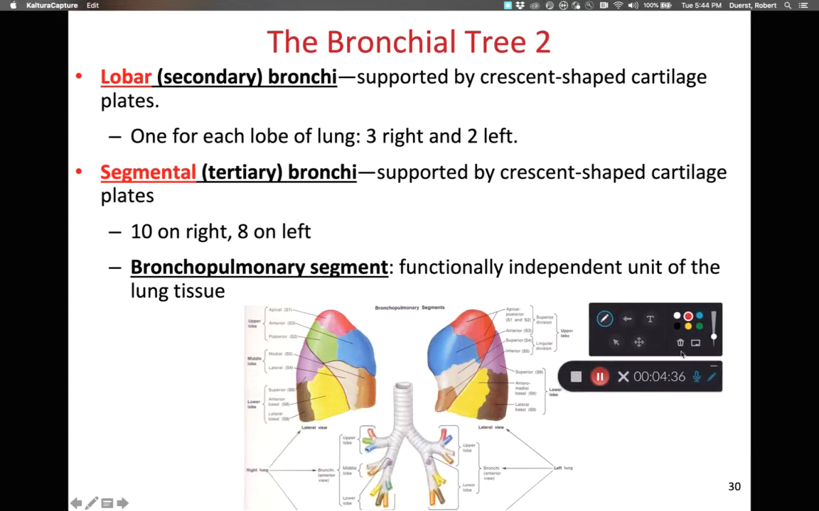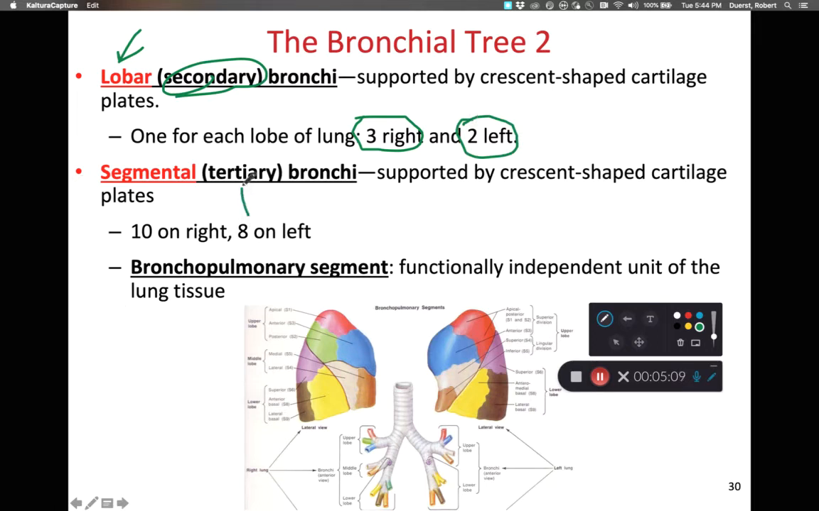Now, after the primary bronchi, I'll admit I'm a big fan of primary, secondary, tertiary. It's easier for me to remember. But we also could call them main, lobar, and segmental. So the main or primary bronchi send the air to a left or right lung. Secondary bronchi or lobar bronchi are going to send air to a lobe of the lung. So because the right lung has three lobes, the right lung will have 3 lobar bronchi, or secondary bronchi, and the left lung will have 2 secondary bronchi.